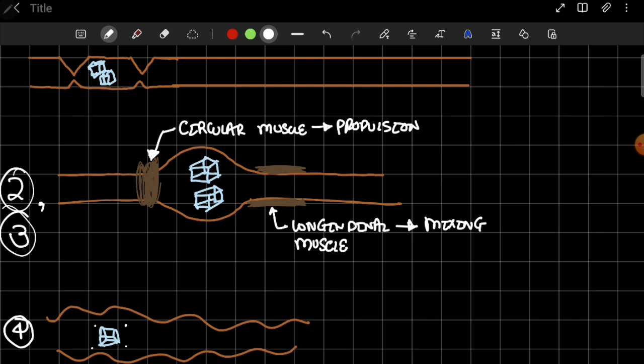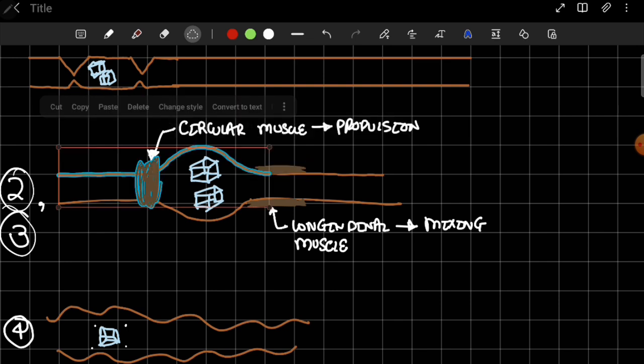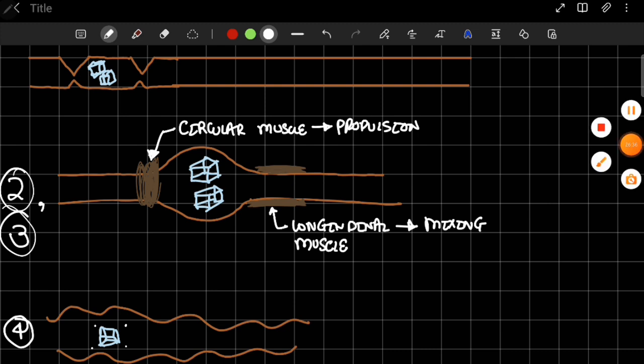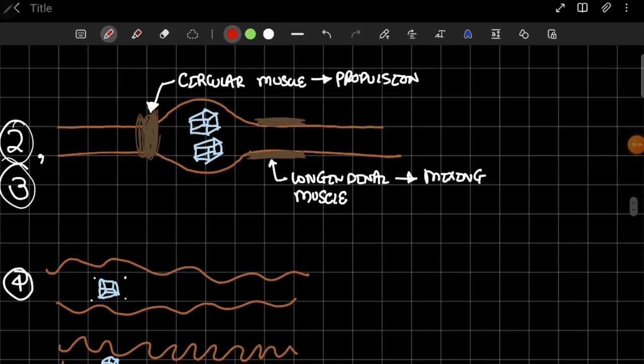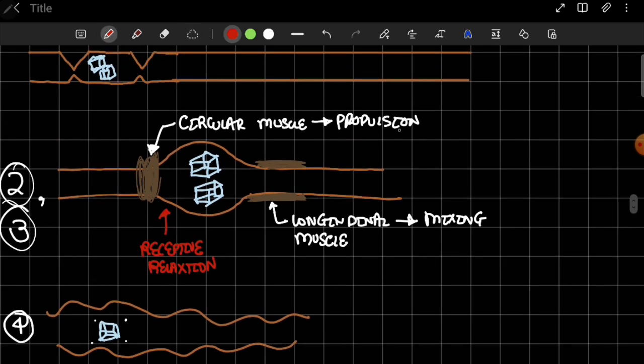Now the alternate contraction and relaxation means the circular muscle contracts, the longitudinal muscle relaxes, then the longitudinal muscle contracts, the circular muscle relaxes. So what is this phenomenon called? This phenomenon is known as receptive relaxation. So what is receptive relaxation? When one type of muscle is contracting, the other type is relaxing. Okay, this is receptive relaxation, and the contraction of circular muscle causes propulsion, contraction of longitudinal muscle causes mixing movement.